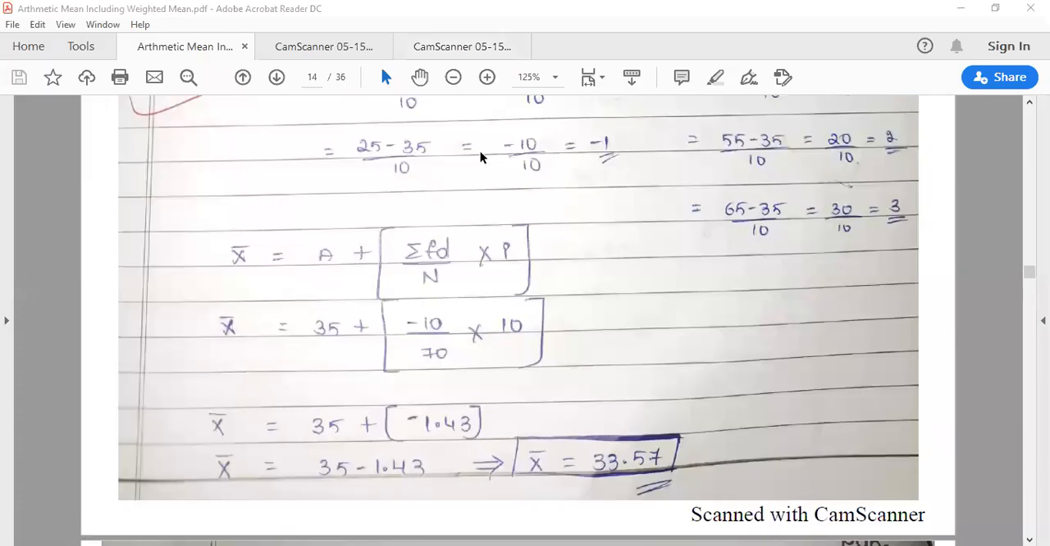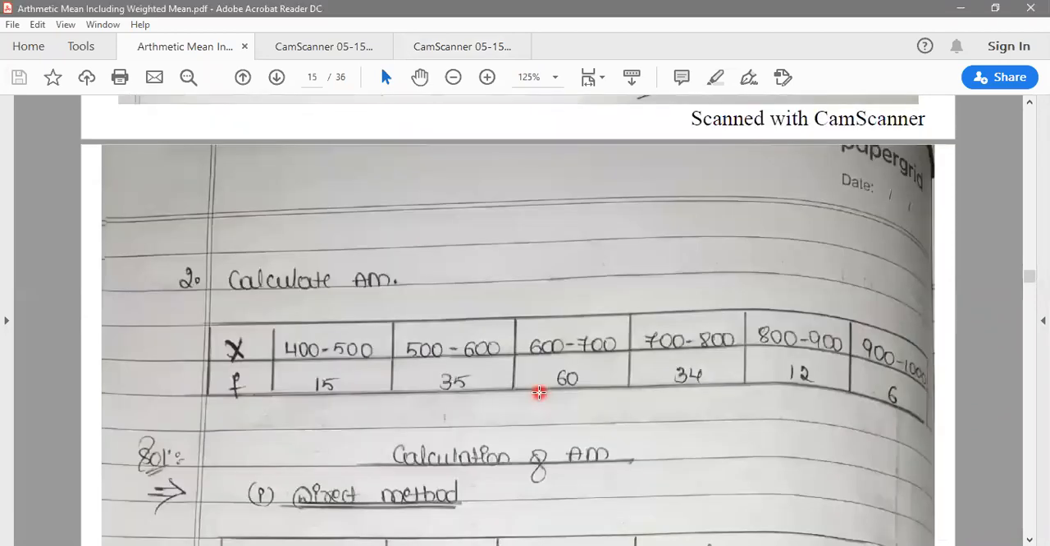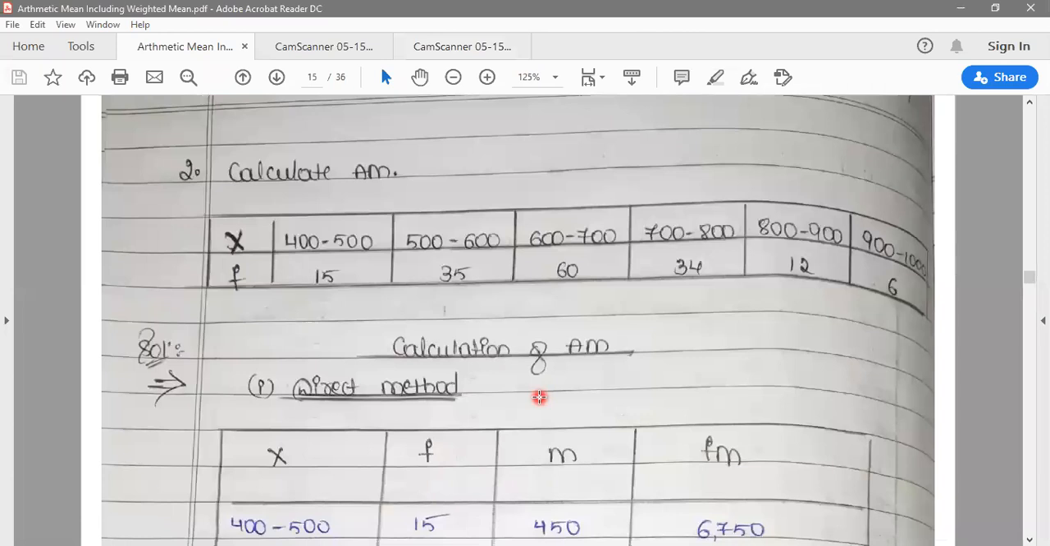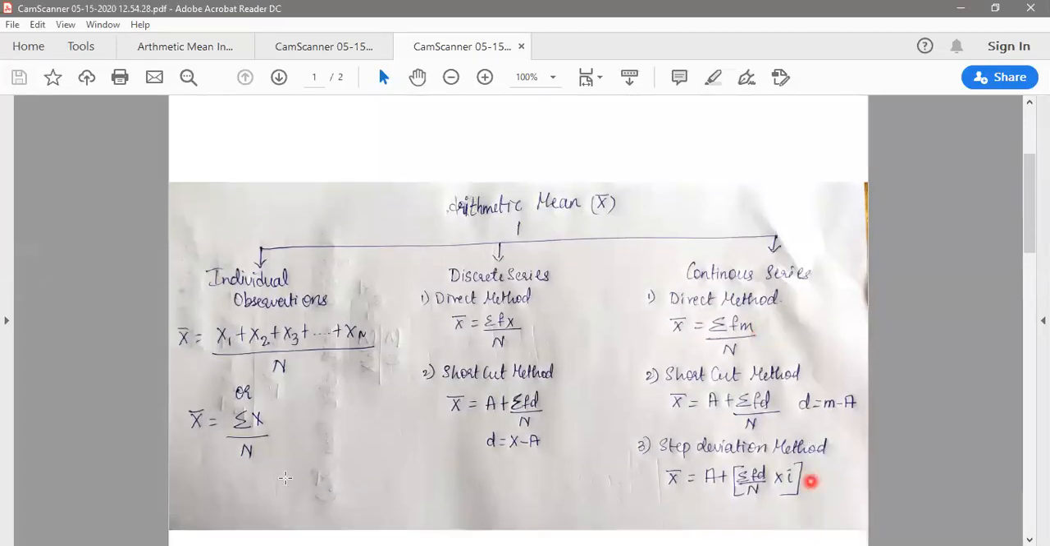Okay, so to continue, until here we have completed arithmetic mean in all the three series. That is, starting with individual series, then discrete series. Under discrete series you have two methods, direct method and shortcut method. Under continuous series you have three methods: direct method, shortcut method, step deviation method. So we have finished this complete table.